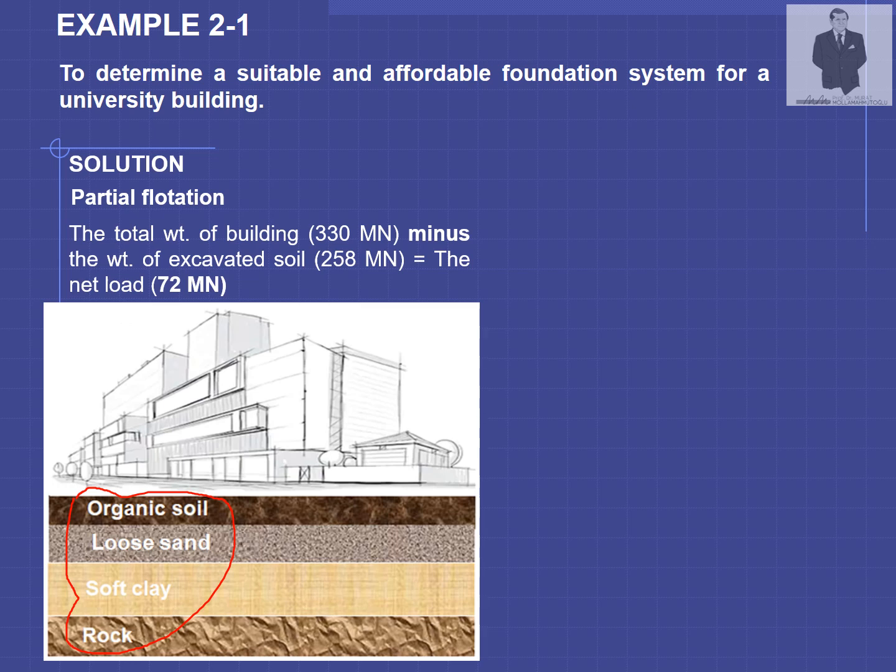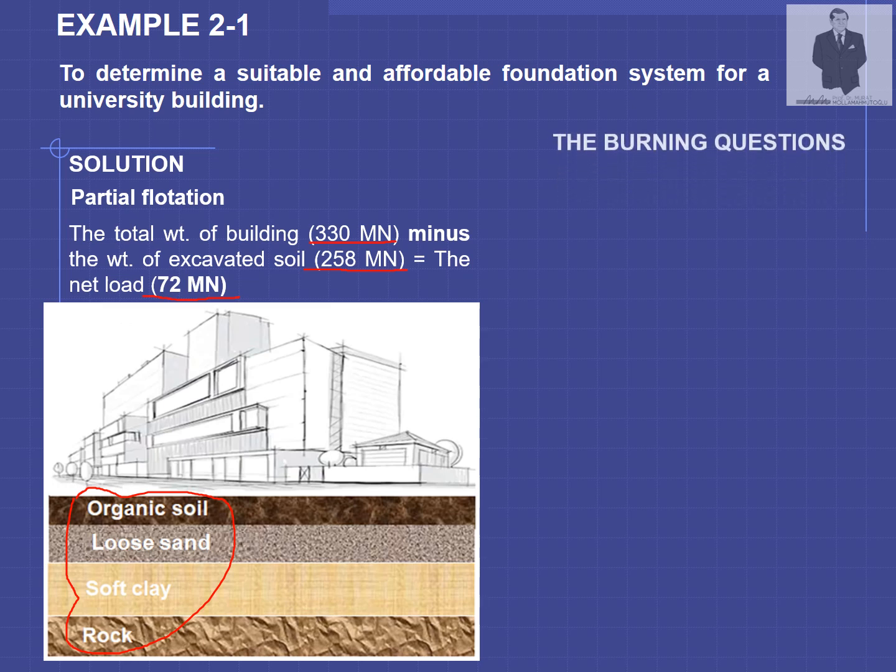Now, the total weight of the building, including dead loads and live loads, was 330 meganewton, and the excavated soil weight was 258 meganewton. So the net load applied to the ground was 72 meganewton. So the load applied to the ground was reduced substantially in this way.